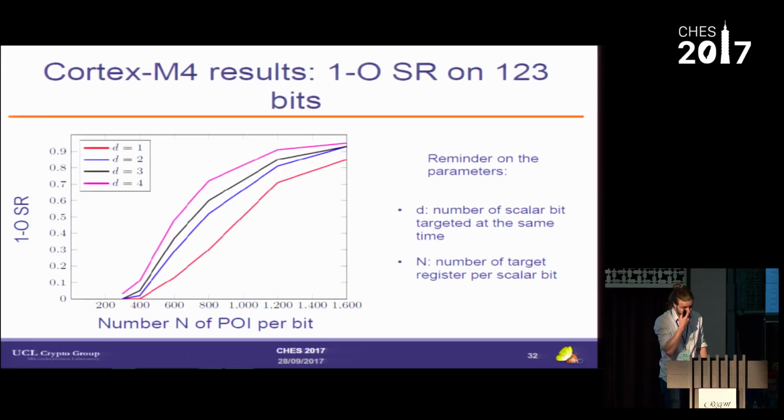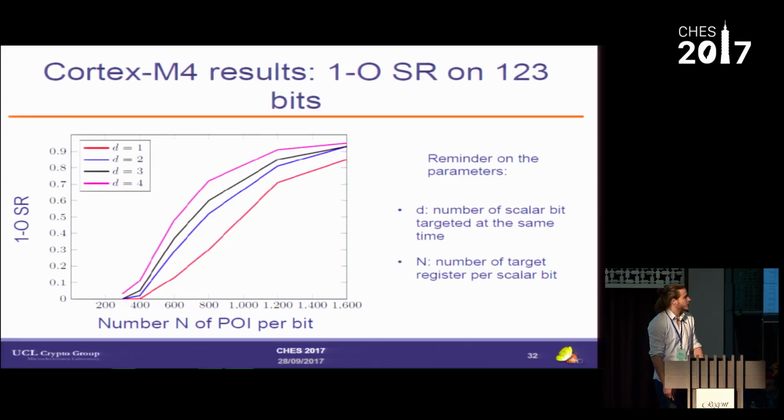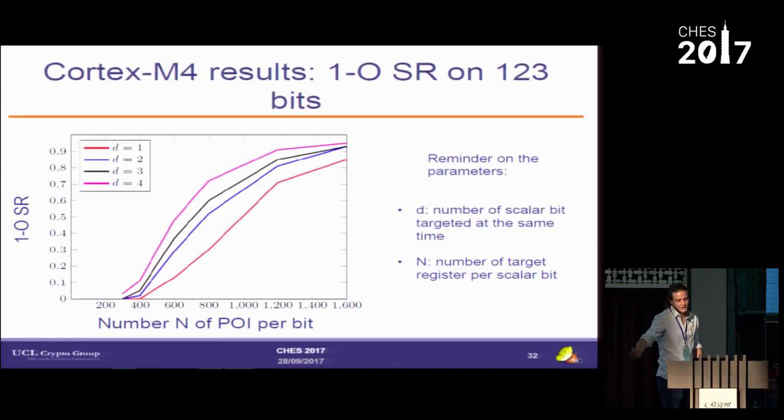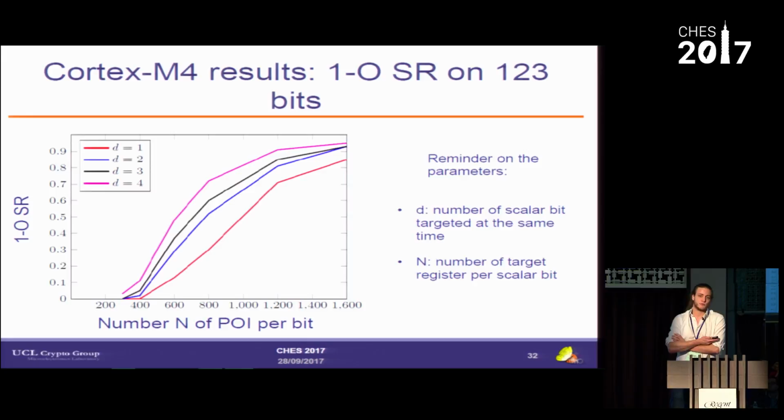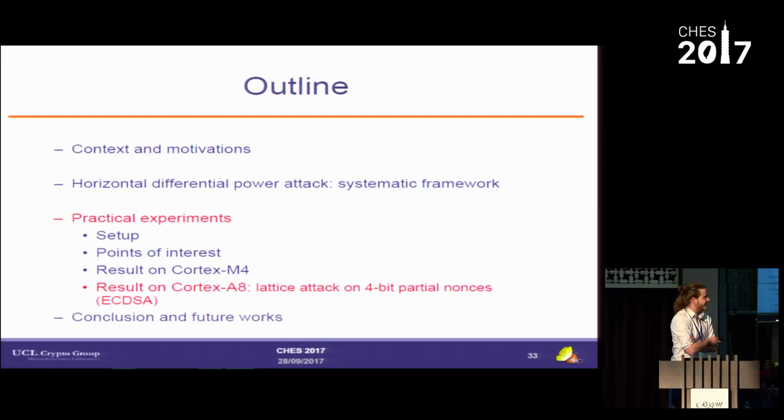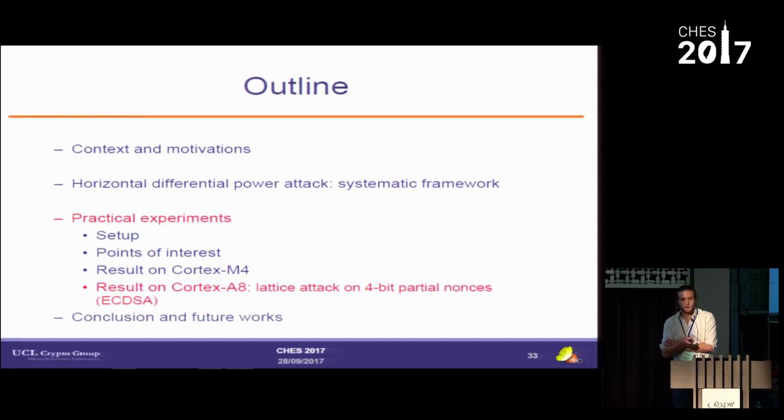And what we can see is that in our implementation, by using 1,600 points of interest and 4 scalar bits attacked at a time, we achieved almost a success rate of 1, which is what's quite expected if you do not have that much noise on this target. If you do an HDPA, there is not much chance for the target to resist the attack. So the second experiment is the result on the A8. We only target the first 4 bits of the scalar, and we do a lattice attack.